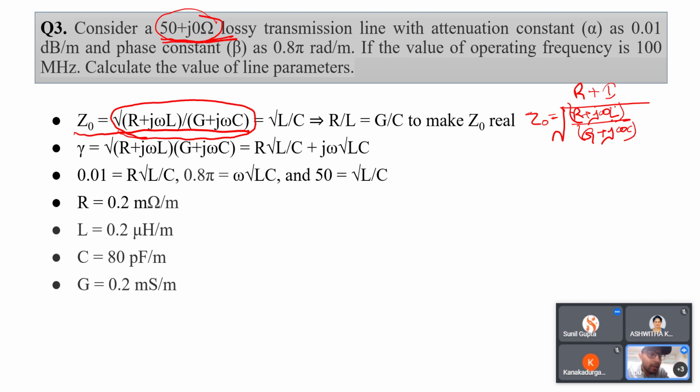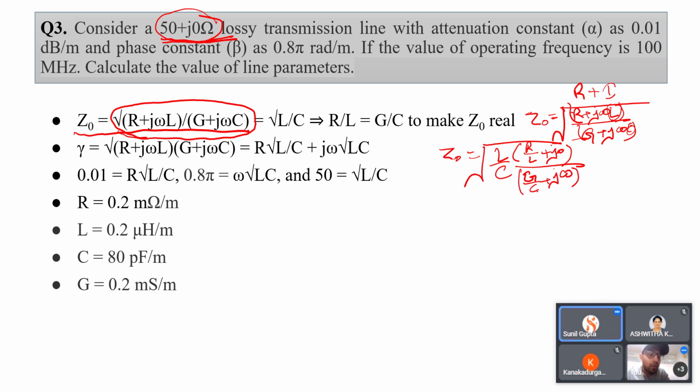Okay, so let us take L and C common here. So Z naught is defined as root over L by C, in bracket R by L plus j omega, over G by C plus j omega.